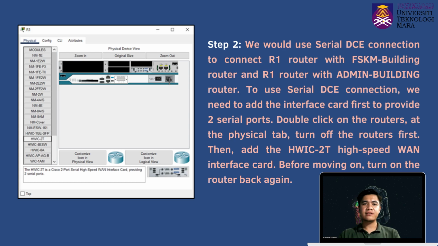Next is step 2. We will use serial DCE connection to connect R1 router with FSKM building router and R1 router with admin building router. To use serial DCE connection, we need to add the interface card first. To provide two serial ports, double-click on the routers at the physical tab and then turn off the router first. Then add the HWIC-2T high speed interface card before moving on and then turn on the router back again.